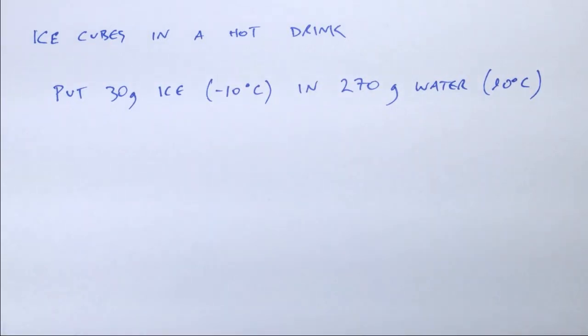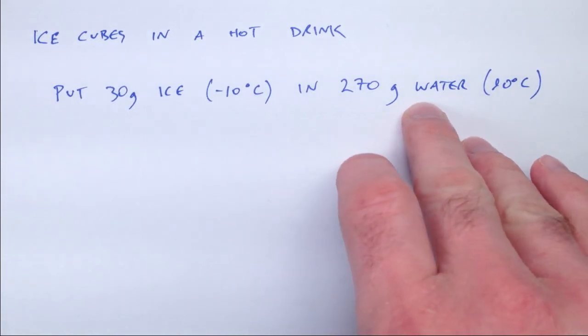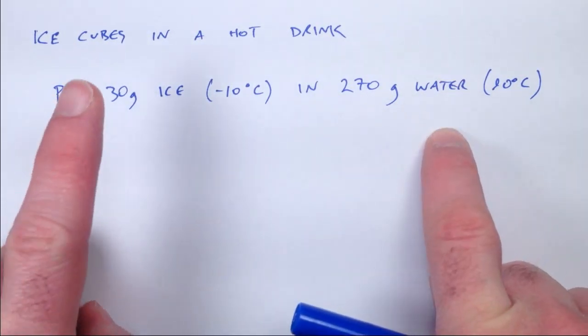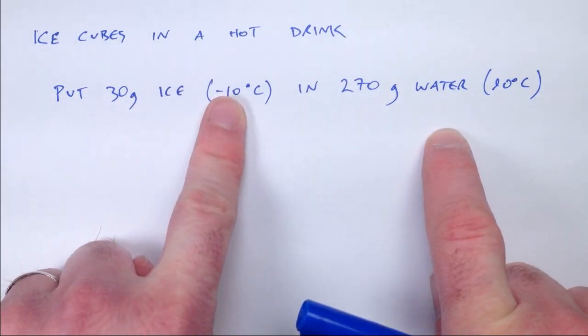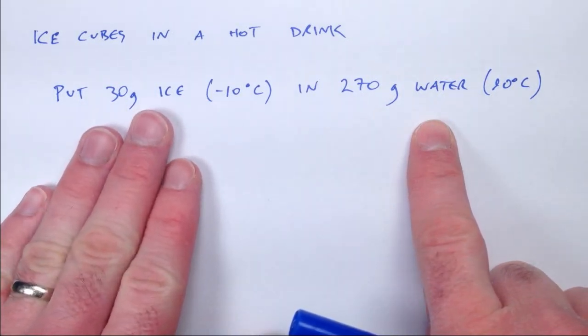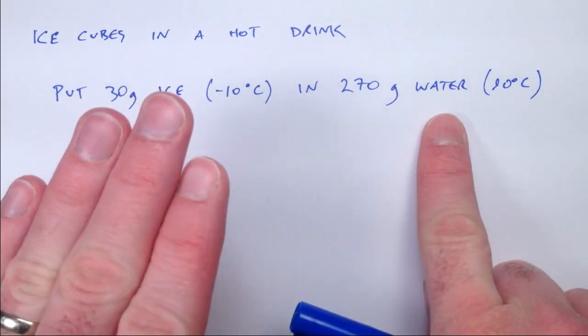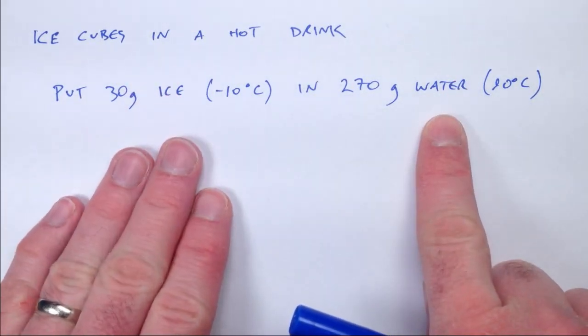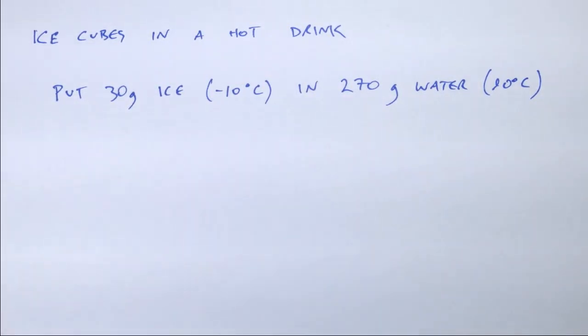If we put this ice in that hot water, here's what's going to happen. This hot water is going to give that ice enough energy to warm it up to 0. Then this hot water is going to give this ice enough energy to turn into water. And then this water and this melted ice, now water, are going to mix together and have a final temperature. We just have to figure out what that temperature is going to be. All right, so let's get started.